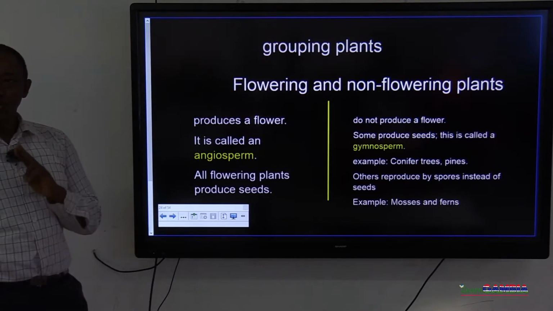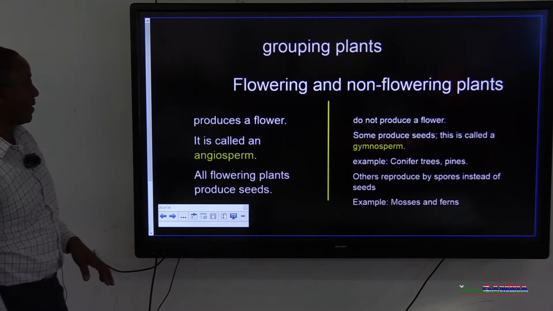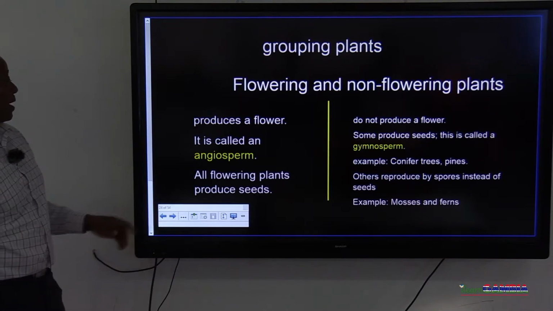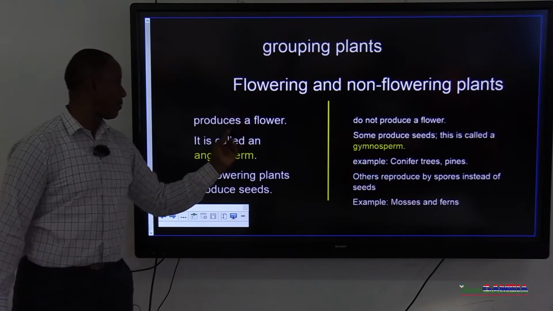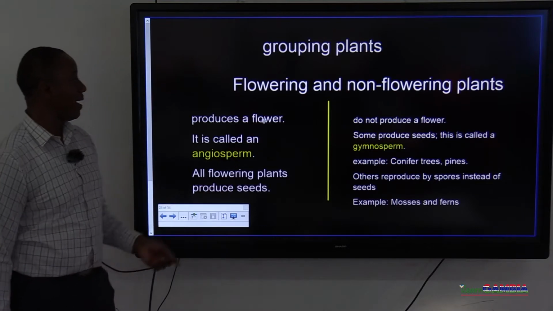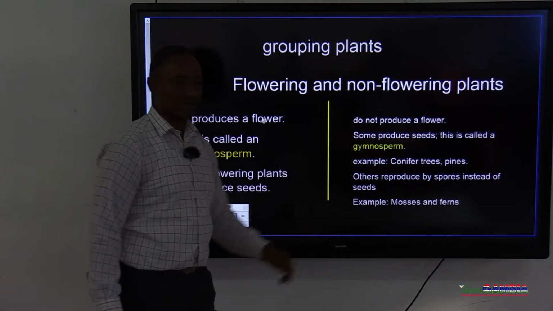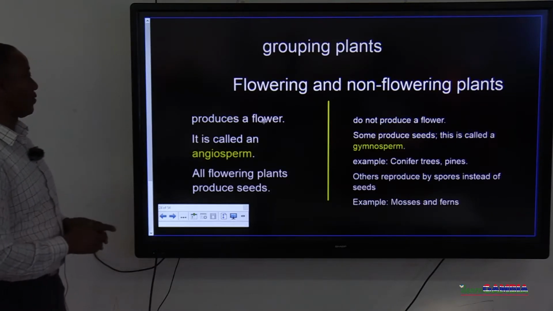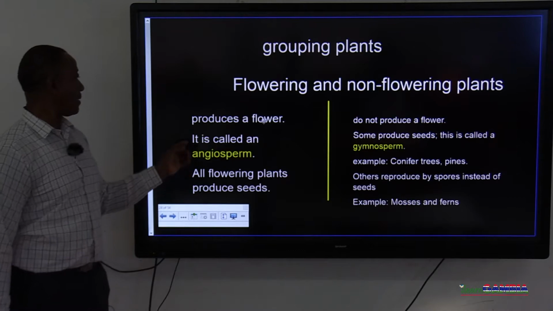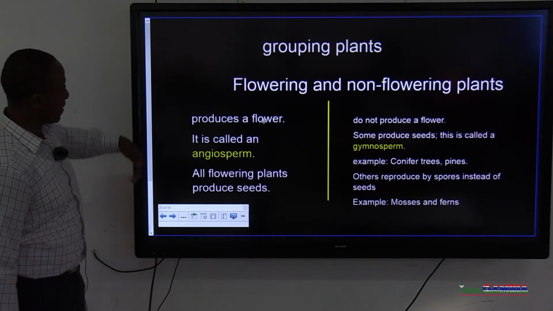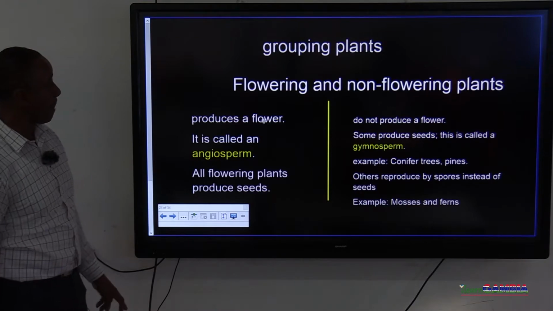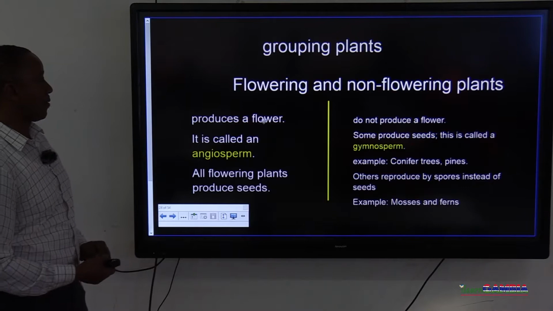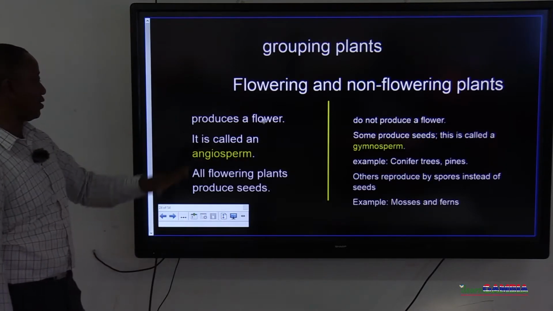Plants are grouped into two, flowering and non-flowering, and these are the basic comparison. All right, with flowering plants, they are named flowering because they produce a flower, and on the other hand, non-flowering do not produce, so hence the names. Flowering produces flower. Non-flowering does not produce flower. And the flowering plants that produce flower, we call them angiosperm, and the non-flowering, they also produce seeds, but then they are called gymnosperm. So you have angiosperm and gymnosperm.